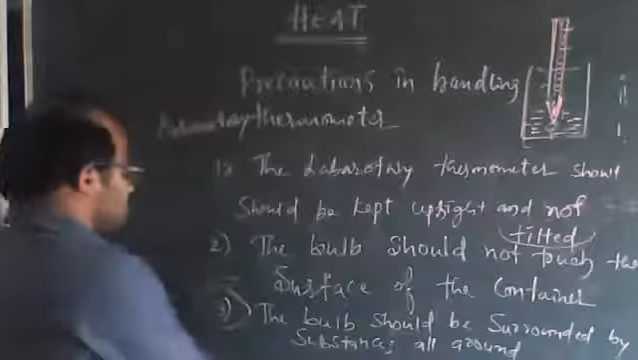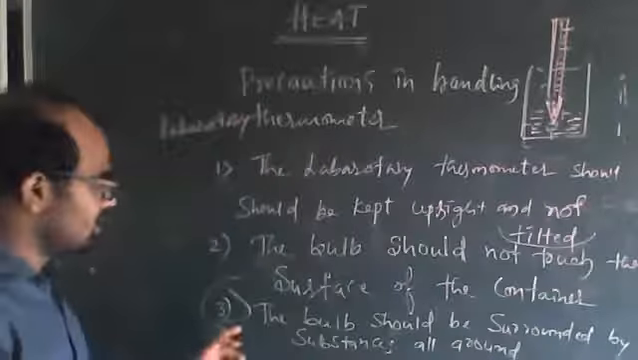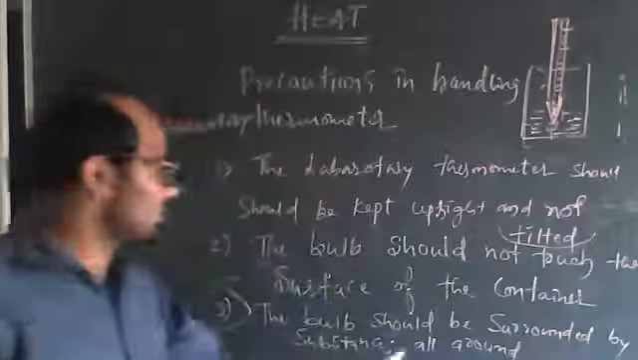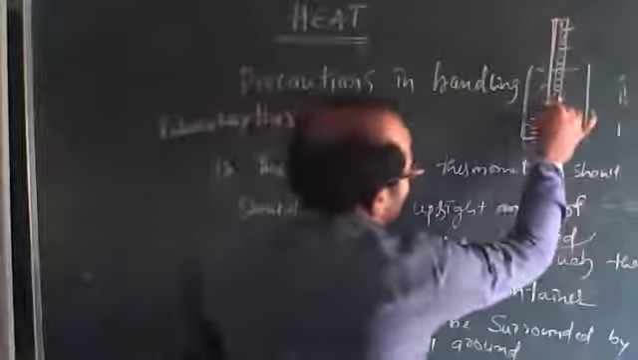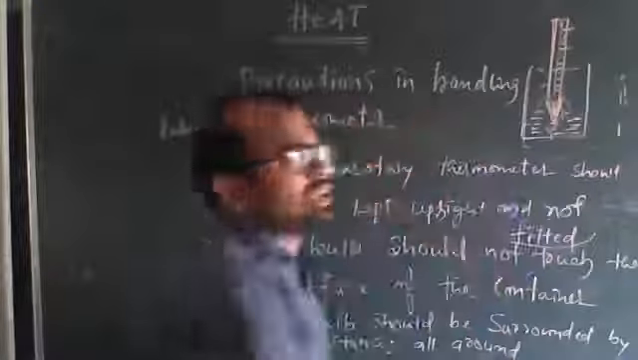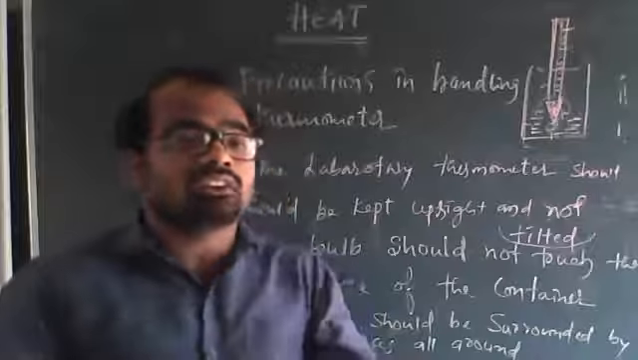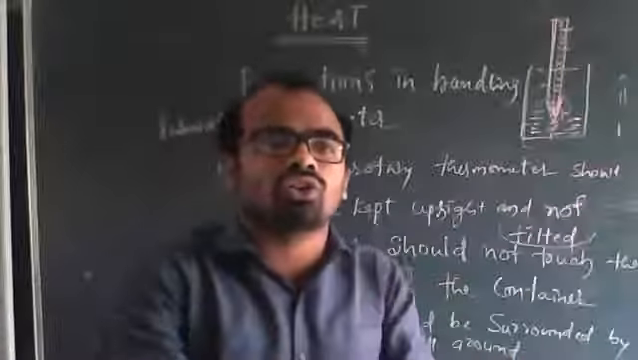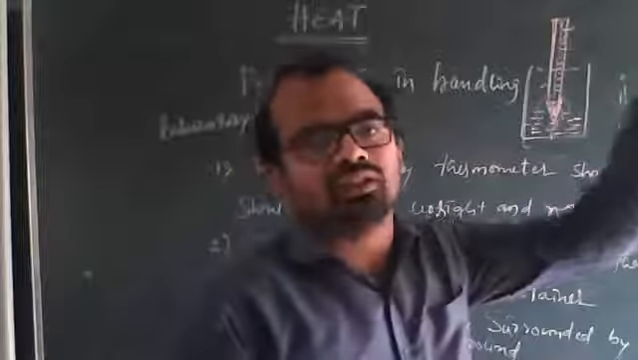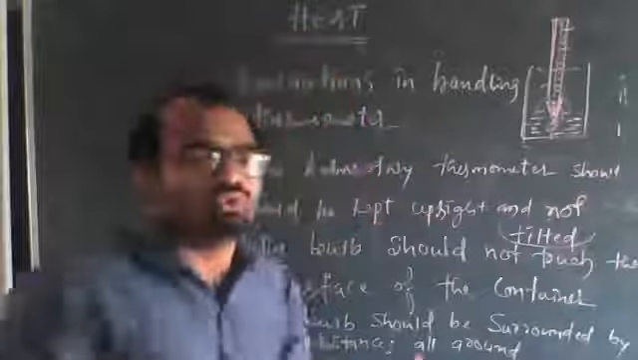What is my third precaution? When handling the laboratory thermometer, the bulb should be surrounded by the substances all around. It should not be kept free. Why? If it is kept free, it takes the temperature of the surroundings also. If it is kept like this, it takes the temperature of the air also. Then it is of no use.